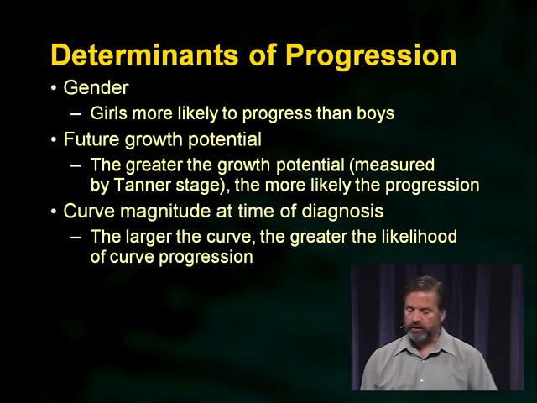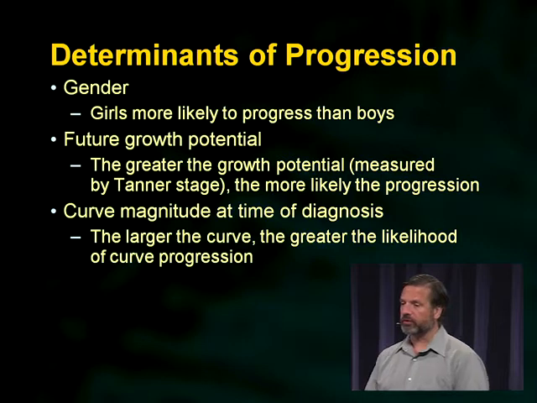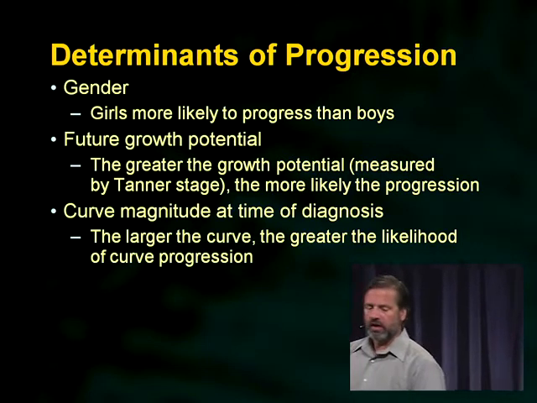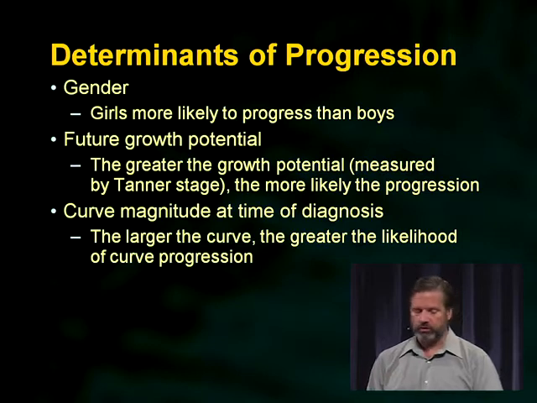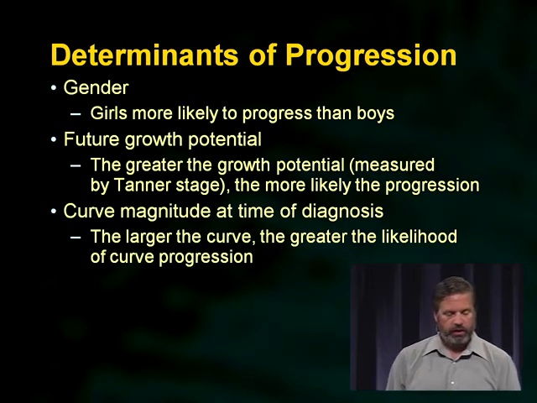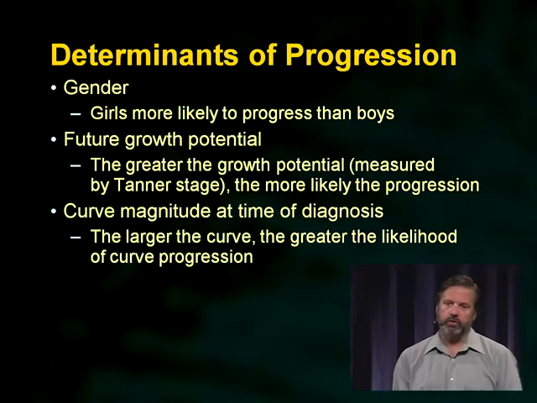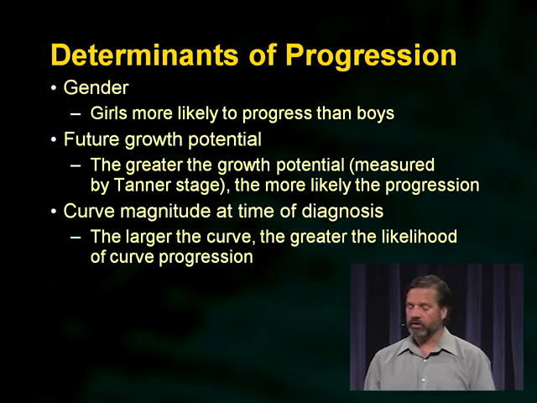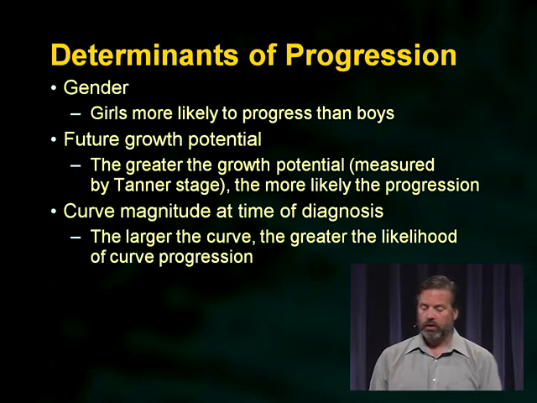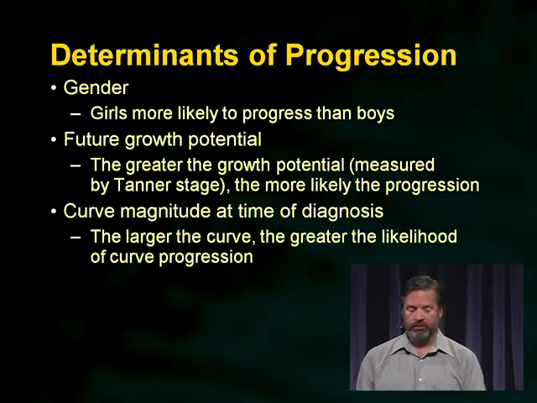Girls are more likely to progress than boys, so that's just something you should know as you're screening, because if you find a girl with a small degree of scoliosis, you need to watch her a little more carefully than you would the boy. A lot of it has to do with the future growth potential of the patient, and we talked yesterday about different ways that you can measure that. One is through looking at growth curves and what percentile they're marking at and what you expect.